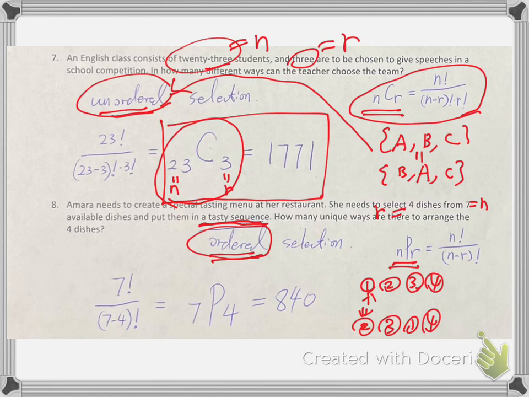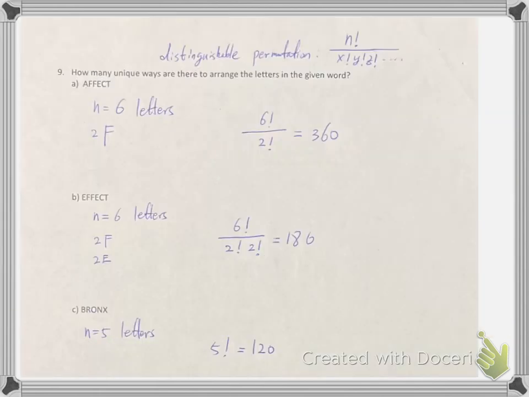Okay, you cannot use 7C4. You have to use 7P4, right? So this is N, this is R. If you choose some items from a larger group, consider whether it is a combination or a permutation. Unordered is combination, ordered is permutation. Now this is just a special question.